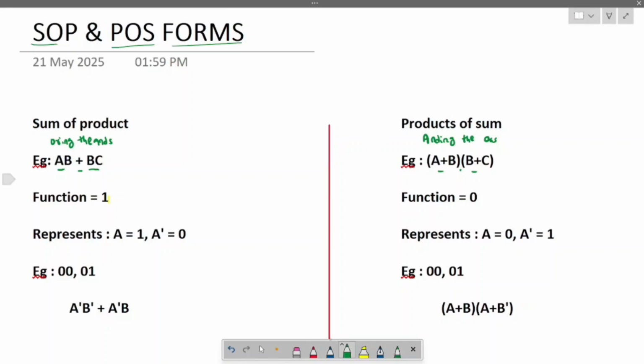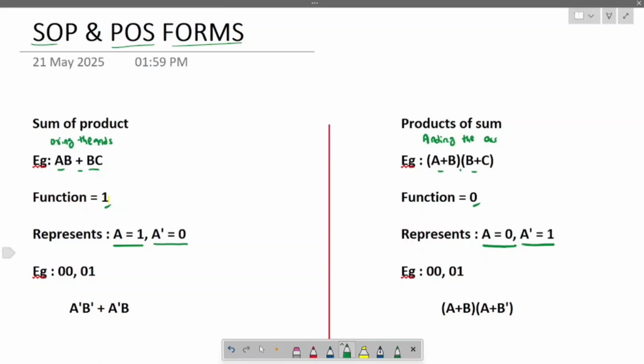Now let us move to the second point. SOP is a function of 1, and the opposite, POS, is a function of 0. Normally we write A in the form of 1, and A bar, the tick, as 0. Here it is the opposite, so it is a 0 function: A is represented as 0, and in the opposite case A bar as 1.